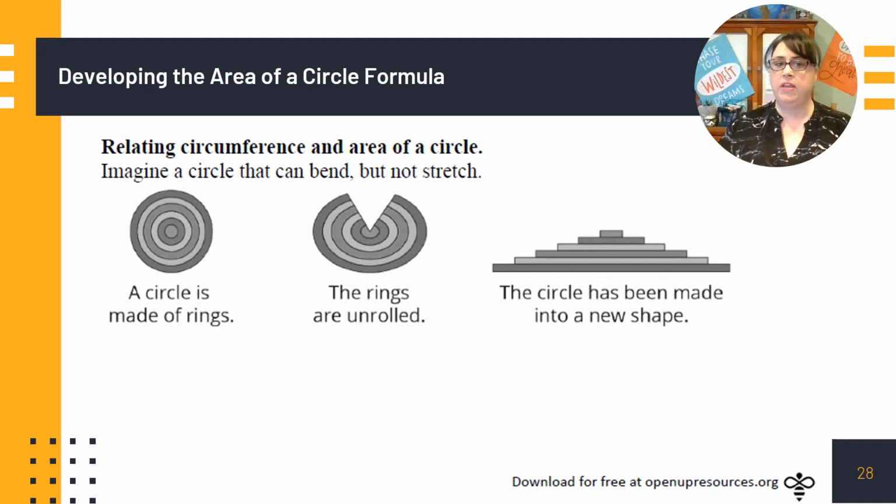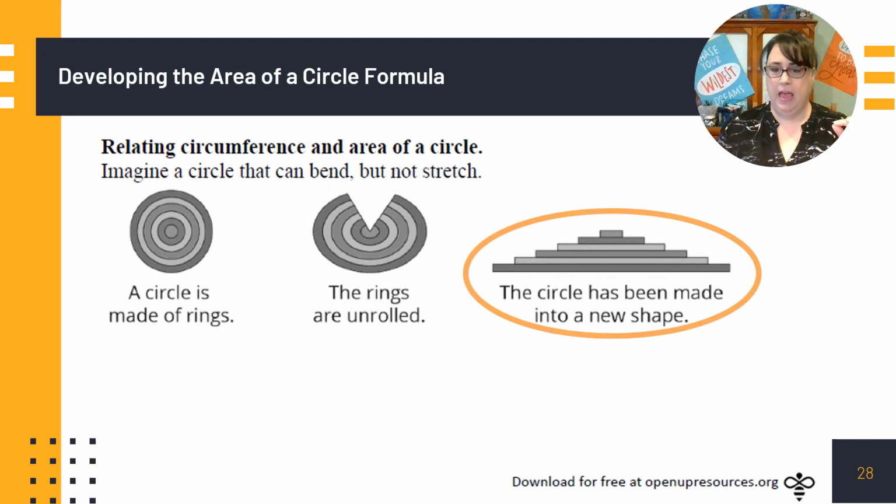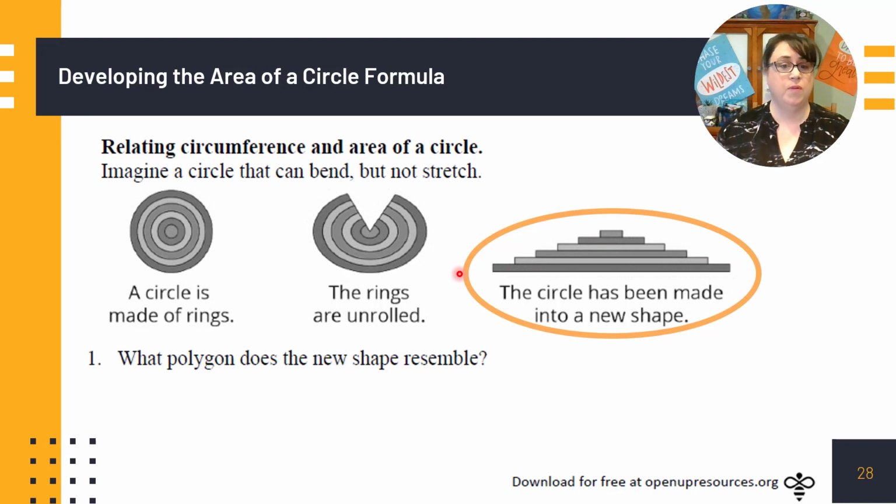So let's say we have a circle and we cut it into evenly spaced rings. And then we were able to take those and unroll them so that they were straight lines and that didn't stretch them. And then we stacked them one on top of the other and made this new shape. I want to know what kind of shape this is. If I outline this shape right here, what did I just outline? I outlined a triangle.